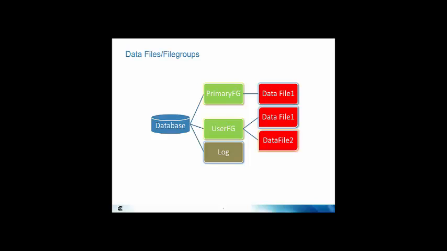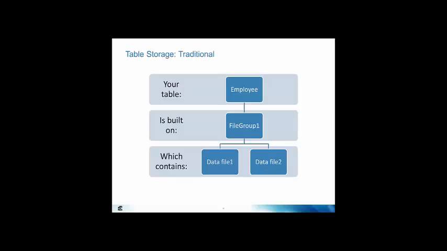Now, when we build a table, in this case, our table is employee, we build it on a file group. That's why when you script out a table, at the bottom of the definition, it'll say ON PRIMARY. It's building it on the primary file group. And so our table is built on a file group which contains multiple data files, one or more data files.